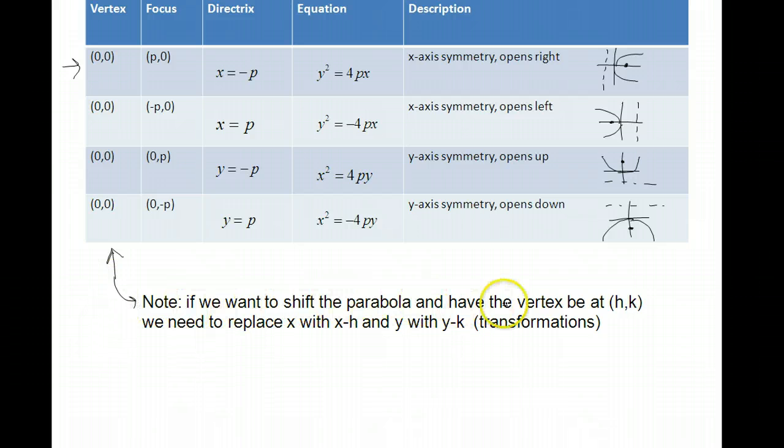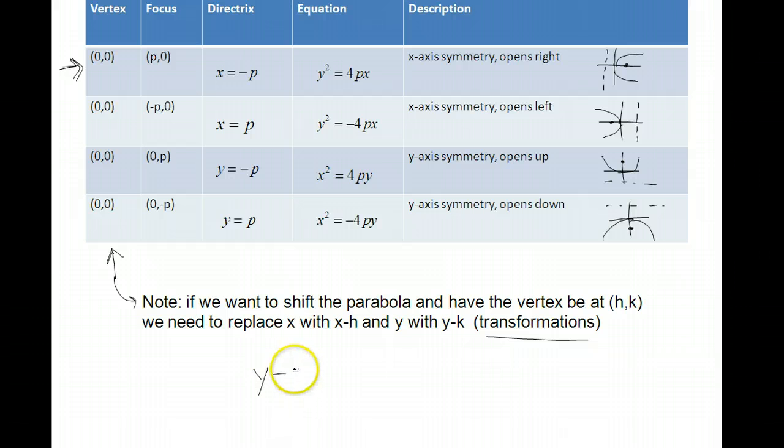But let's say we wanted to shift the parabola and have the vertex be at (h, k) instead. We just need to perform what's called, remember, a transformation from 111. That would mean we replace x with x minus h and y with y minus k. So if you wanted your vertex at (h, k) and you wanted to use this first form where it opens to the side, you would have an equation that would look like this.